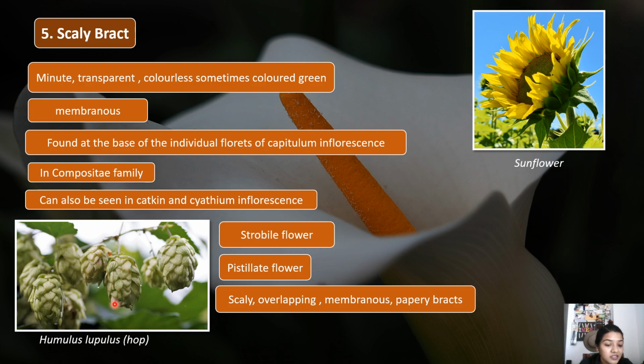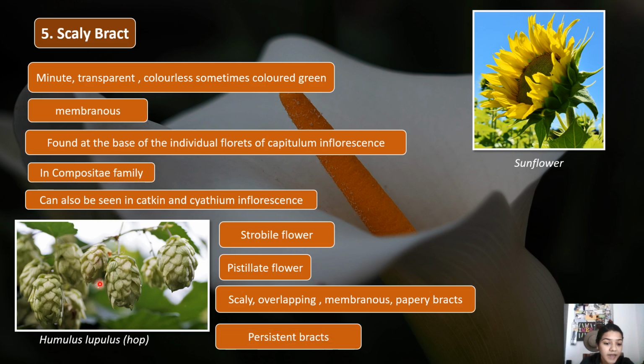And it is because of this bract that this cone shaped structure is formed. This cone shaped structure is formed because of the bract, right? So this is therefore called strobile flower, where strobile is usually concerned with the term strobilus, right? So this is Humulus lupulus having scaly bract, and this plant is used in the production of beer, right?